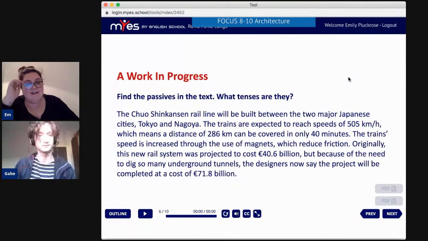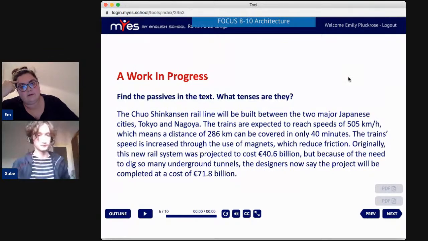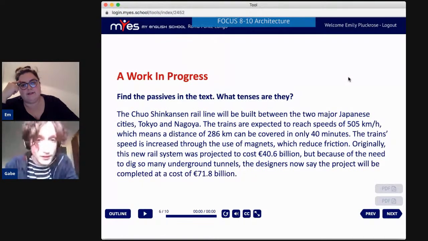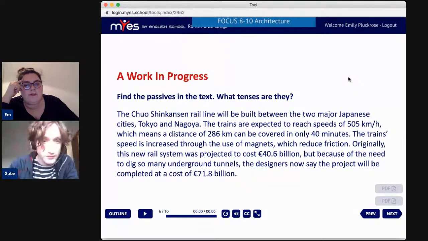We've got more reading, and there are some passives in different tenses here. Do you want to read? Yes, I can read down to friction. You can take over. Okay.